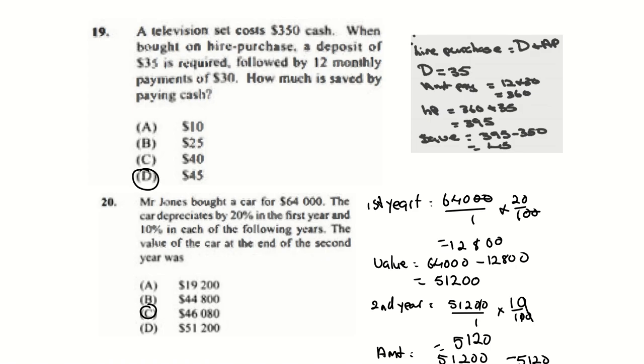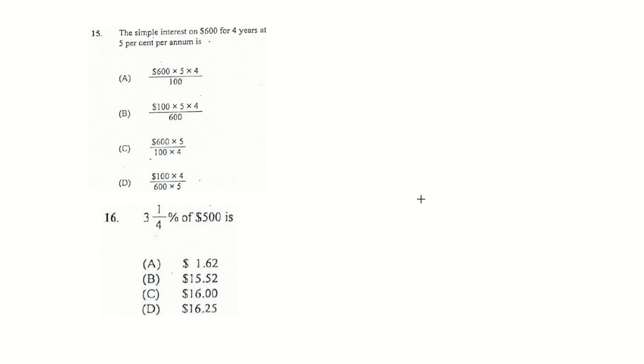That is the end of May, June 2018. Let's look at January 2018, paper 1, consumer arithmetic. This is 15 to 22. Right, the simple interest of 600 for 4 years at 5% per annum would be 6 by 4 by 5 all over 100, which is E. E is the answer for this one.